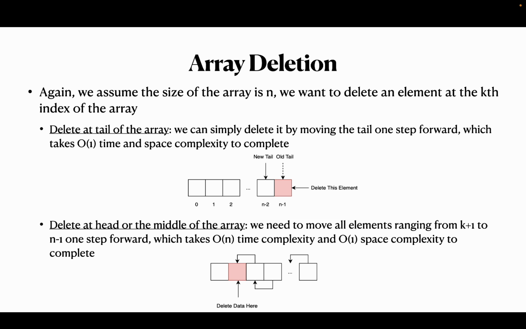And in the second scenario, we delete an element at the head or the middle of this array. What we need to do is to move all elements ranging from k plus 1 to n minus 1 one step forward, which takes O(n) time complexity and O(1) space complexity to complete, as we can see from the following picture.